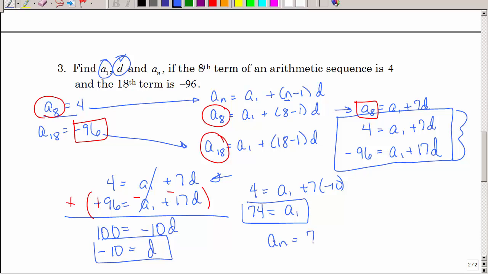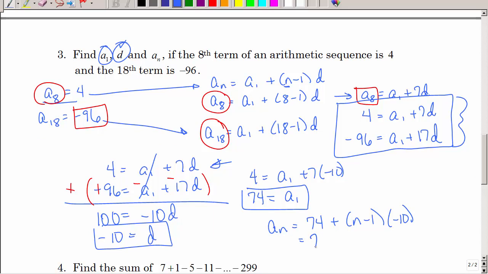So my nth term formula would be this. I could clean it up a little bit. That'd be 84 minus 10n. And then you could check it out. Let's see, if I put in 8 for n, 10 times 8 is 80. 84 minus 80 would be 4. Then you could put in 18 and you would get the answer. So here we're putting together a system of equations and solving for the two variables that we need.